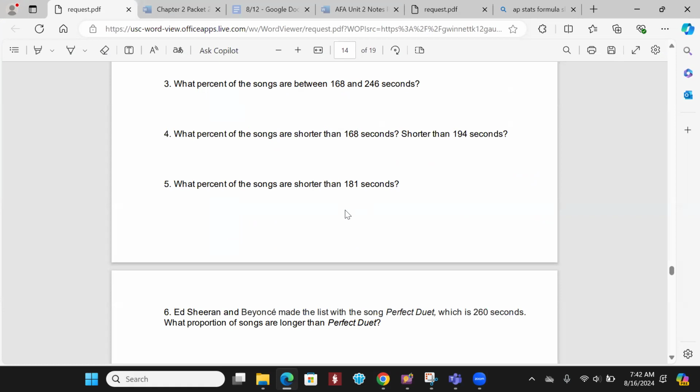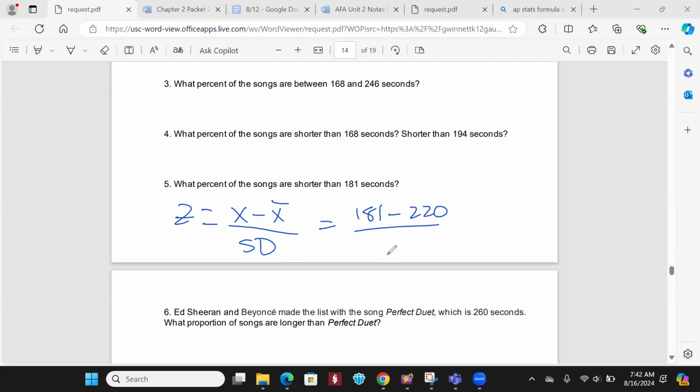Here's the math. Yesterday we learned about z equals the value minus the mean divided by the standard deviation, right? Okay, so what's our point? 181. What's our mean? 220, right? And our standard deviation was 26. When we put that into our calculator, what do we get?